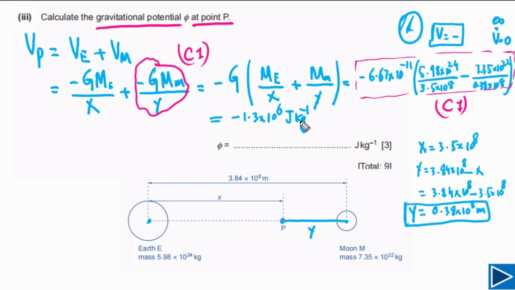And the third mark is the answer mark. If you have got the right answer, you will get the third mark, and this is an A mark. This is how marks will be awarded for this question. I hope it is clear to you. If you have any questions about calculations or any other question, just leave your questions in the comments section. That's all for this video.